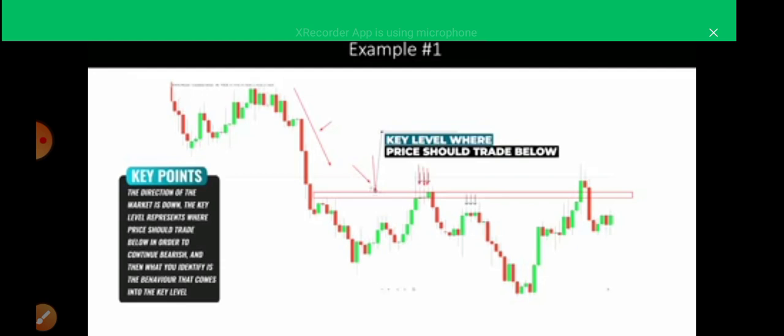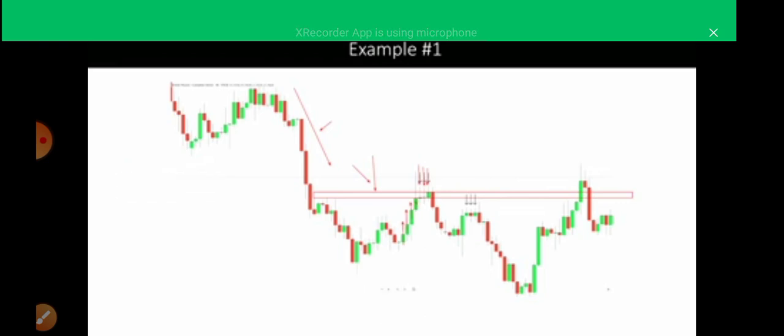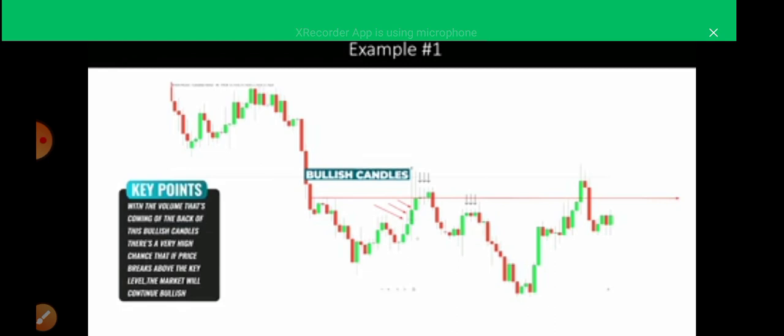The key level represents where price should trade below in order to continue bearish. And then what you identify is the behavior that comes into this key level. Now, you can see that the behavior coming into this key level here is very, very bullish. At this stage, what you're saying to yourself is, with the volume that's coming off the back of these bullish candles, there's a very high chance that if price breaks above this level, the market will continue bullish.